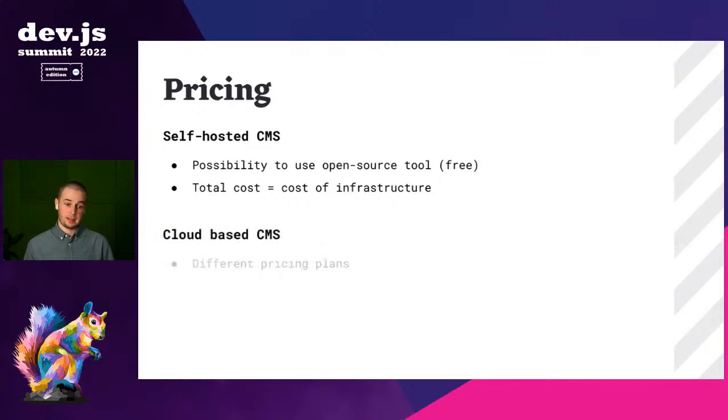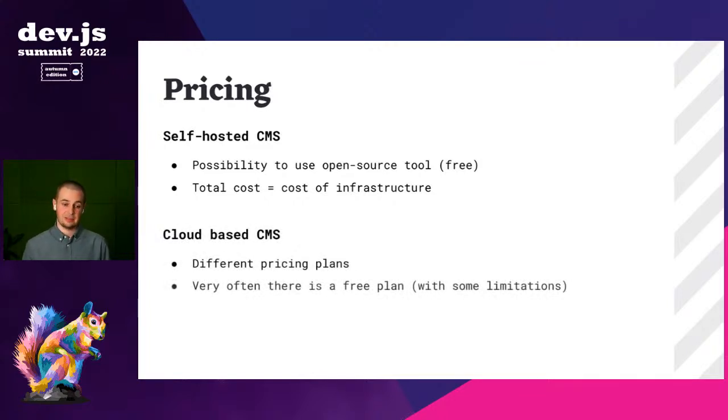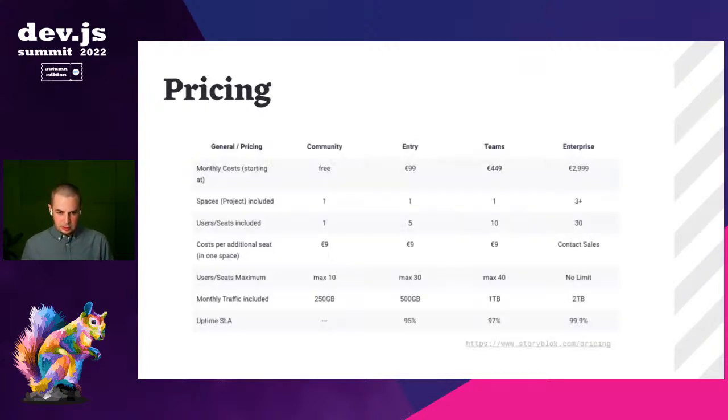In a cloud-based CMS, there are different pricing plans, but very often there is a free plan with some limitations that you can probably use in some cases. Here is an example of a pricing table from Storyblok. You can see the free plan in the second column. It's free, and if you want more users, let's say you have a marketing team with 2 members, you can pay an additional $9 for an additional seat, which is not a lot of money. The next plan, which probably has bigger limits, is $100 per month, and it includes 5 users. Also not a big cost.